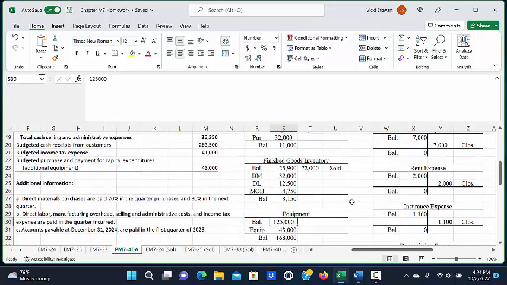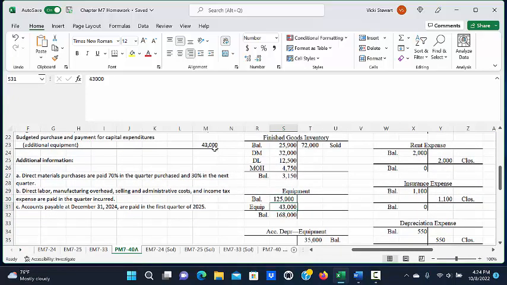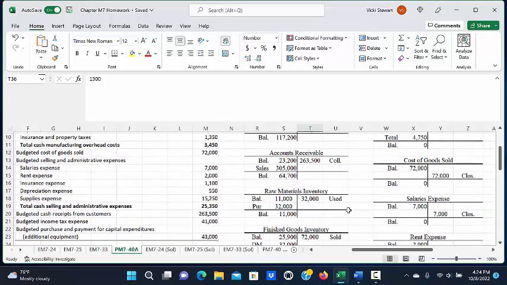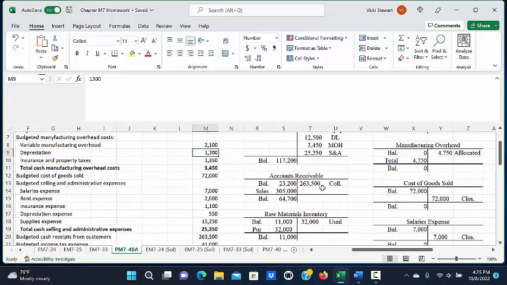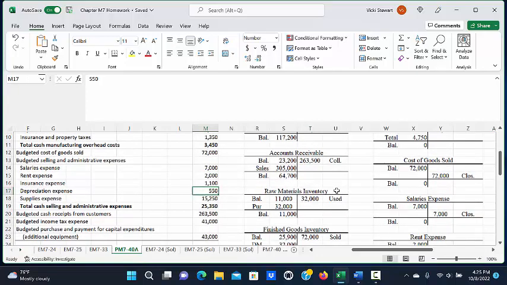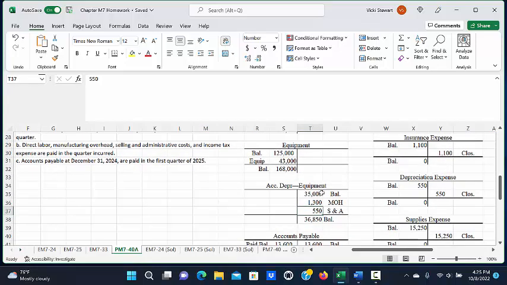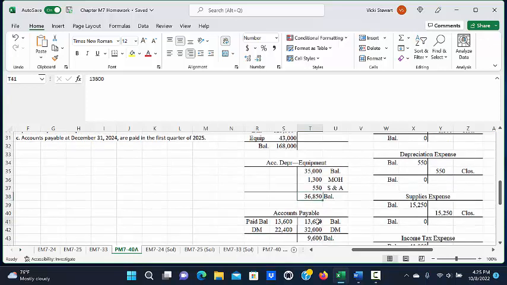the problem, we would have an ending balance in finished goods inventory of $3,150. We had our beginning balance in equipment, and we made an additional purchase of equipment of $43,000. So that would give us an ending balance in equipment of $168,000. We would have two credits to accumulated depreciation. One would have been for the manufacturing overhead, which the problem said was $1,300 of depreciation, and then another credit for $550 for the selling and administrative depreciation. So adding all those credits together, we would have an ending balance in accumulated depreciation equipment of $36,850.